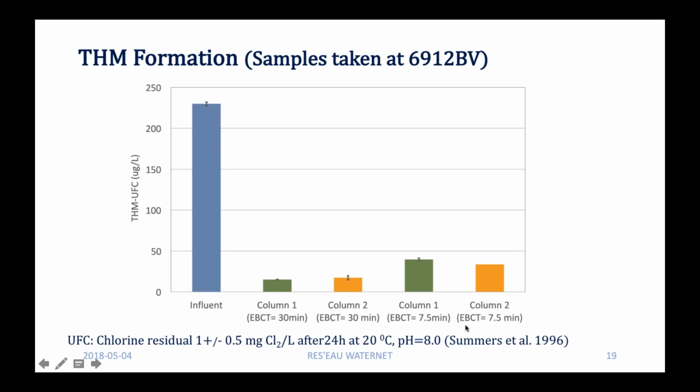THM levels in biological ion exchange treated water are around 200 micrograms per liter lower than the source water, if we see the difference here.